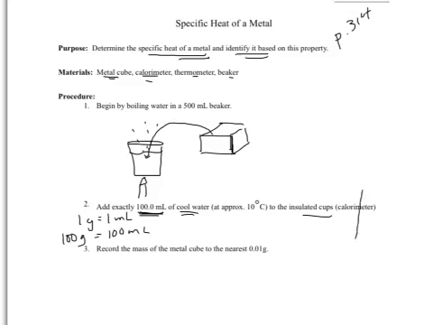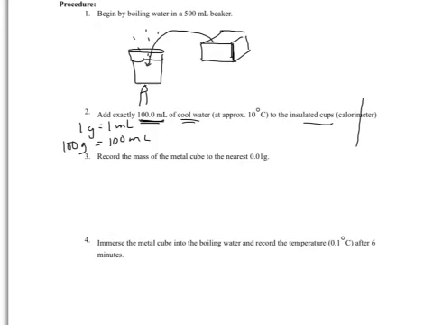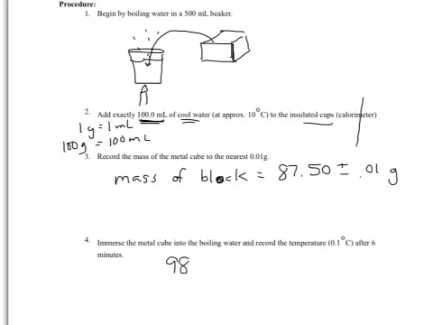Okay? Then we are going to record the mass of our block, and the mass of your block is 87.50 plus or minus 0.01 grams. Okay? And like I said, we are immersing the metal cube into the boiling water, and the temperature that the block and the water reached was 98.1 degrees Celsius plus or minus 0.1.